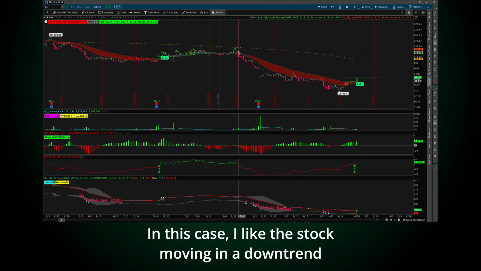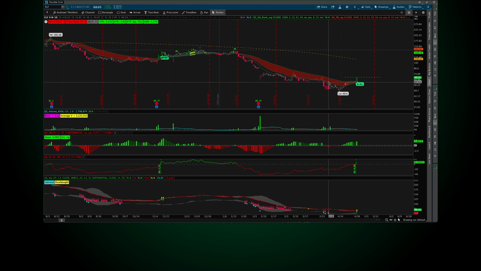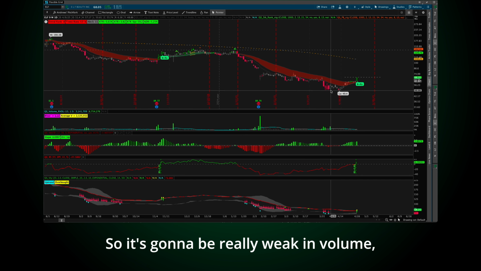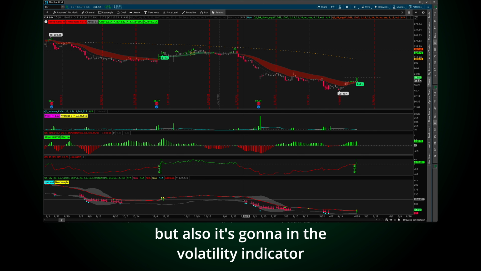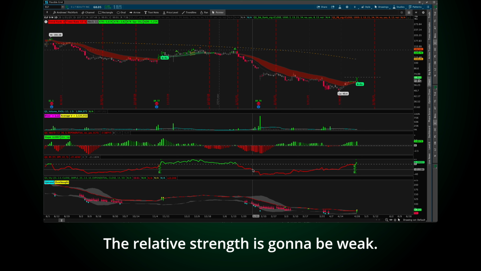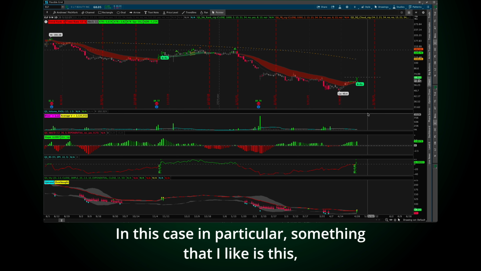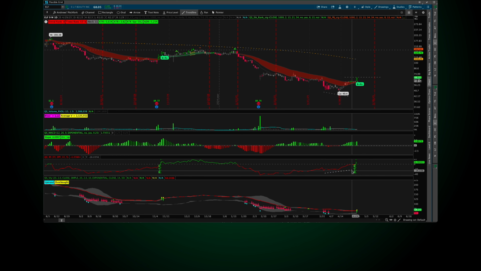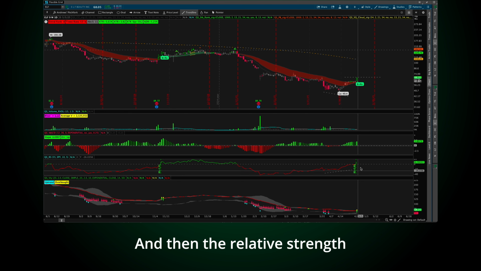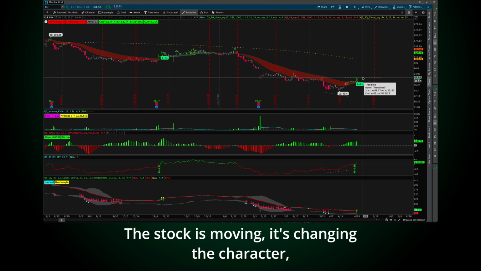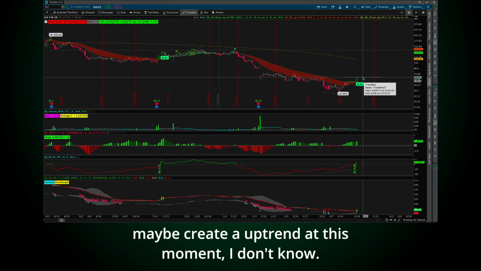In this case, I like the stock moving in a downtrend, in a negative place for a while. So it's gonna be really weak in volume, but also the volatility indicator is gonna be trending down. The relative strength is gonna be weak. In this case in particular, something that I like is that there is a divergence between the price and the relative strength. So right there is good, and then the relative strength is moving to the positive side. The stock is changing character, maybe creating an uptrend. At this moment, I don't know.